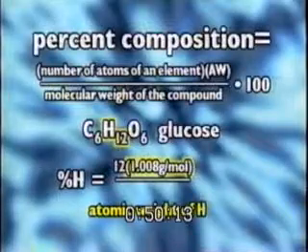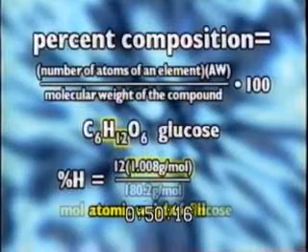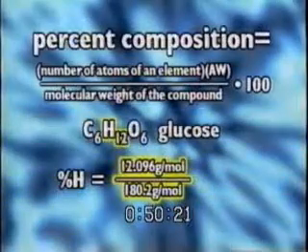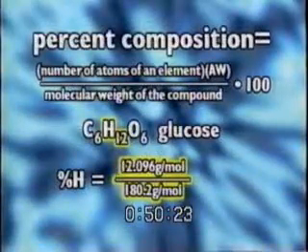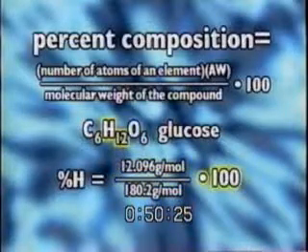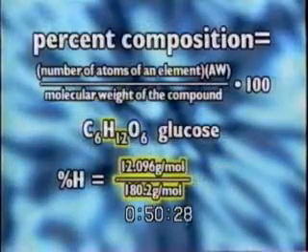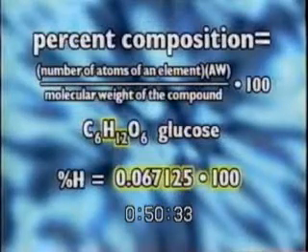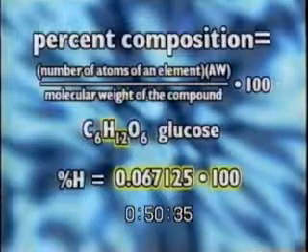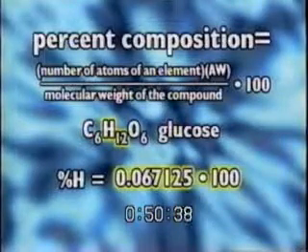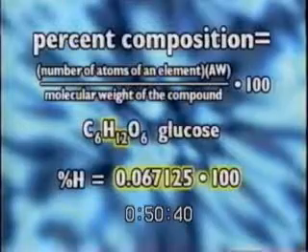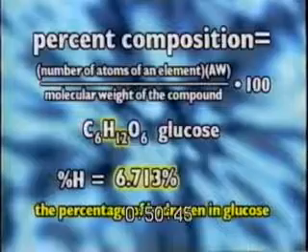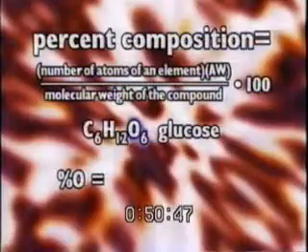There are 12 hydrogen atoms in one molecule of glucose, 12 times the atomic weight of hydrogen, 1.008 grams per mole, divided by the molecular weight of glucose. That's 12.096 grams per mole divided by 180.2 grams per mole times 100. Dividing 12.096 by 180.2 gives us 0.067125 times 100. We can only have 4 significant figures in our answer, which works out to be 6.713. Glucose is 6.713% hydrogen.